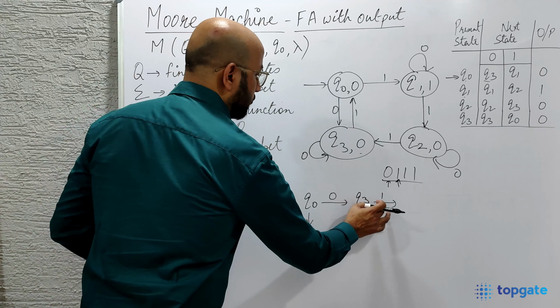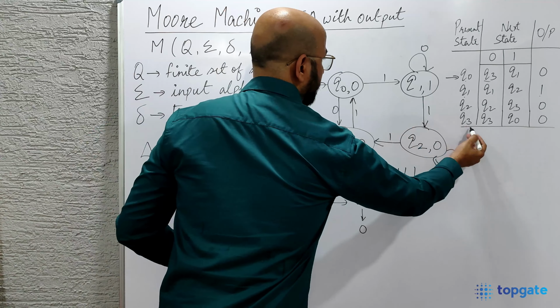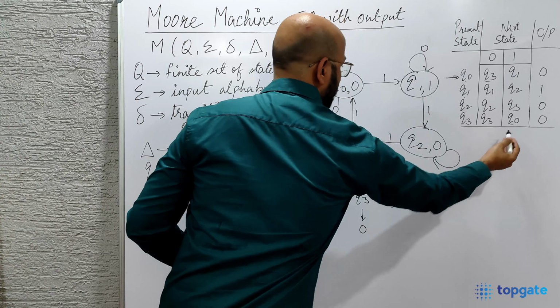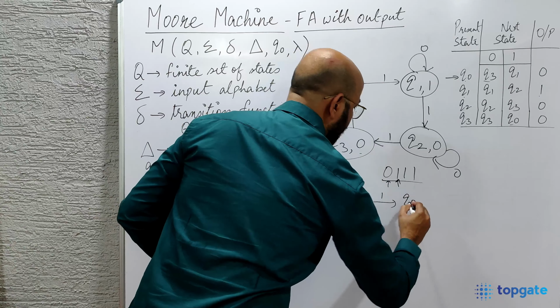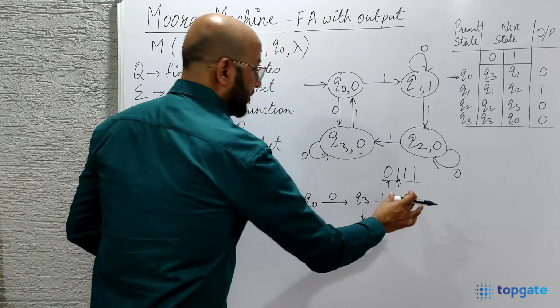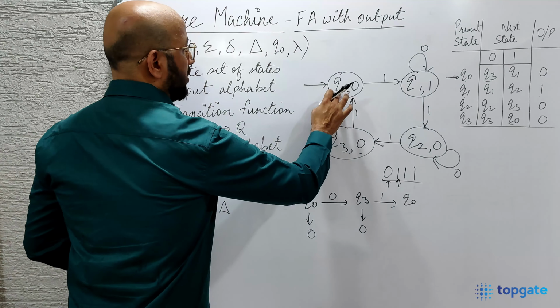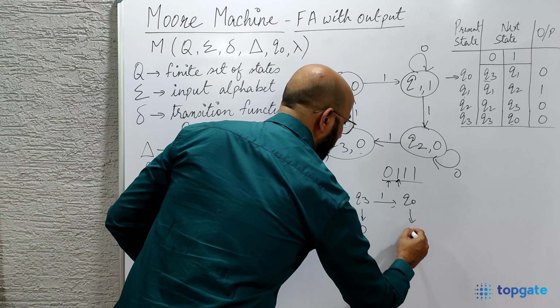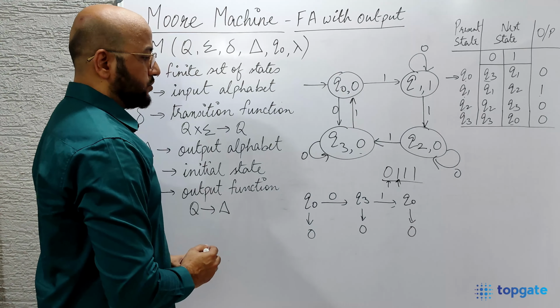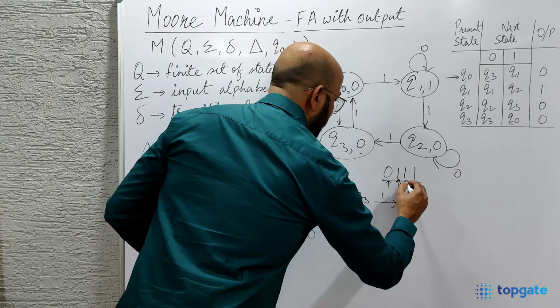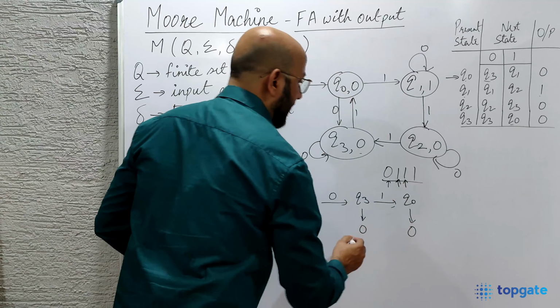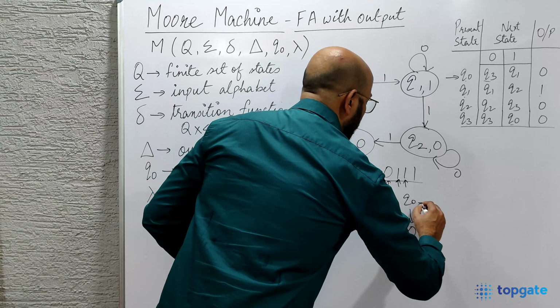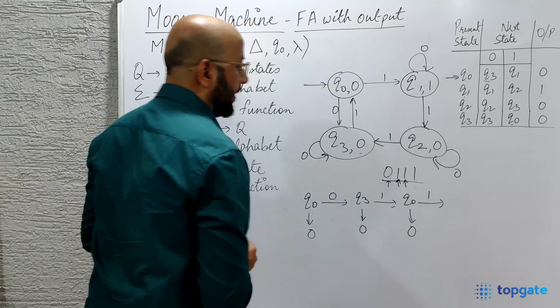So here I'll apply 1 input alphabet. Now applying 1 on Q3, I'm moving on to state Q0. So I'll write Q0 here. Now as soon as I reach state Q0, I know that with Q0, 0 is associated. So I have got one more output alphabet, that is 0. Clear? Now my cursor moves on to the next input alphabet, that is 1. So on Q0, I will apply input alphabet 1.